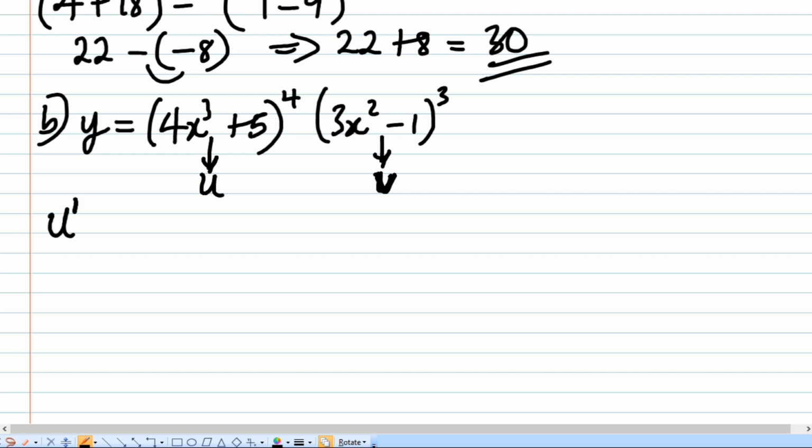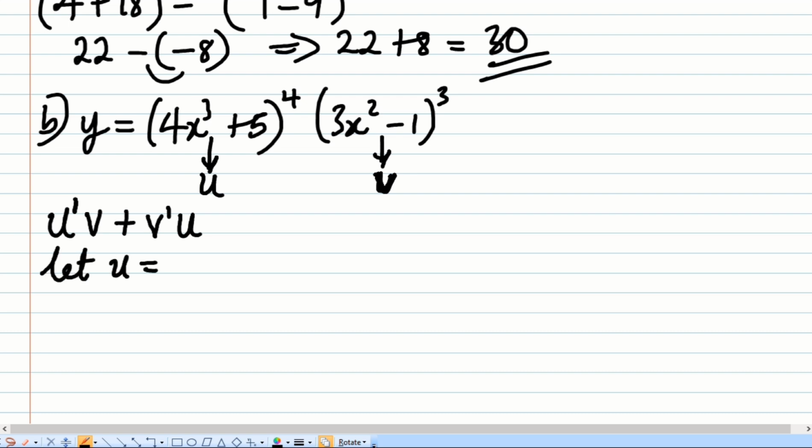So the product rule says that you take the derivative of the first term, keeping the other one constant, plus you take the derivative of the second term, keeping the first one constant. When you do this, the answer you get is the derivative of this particular function. I'm just going to write it formally.